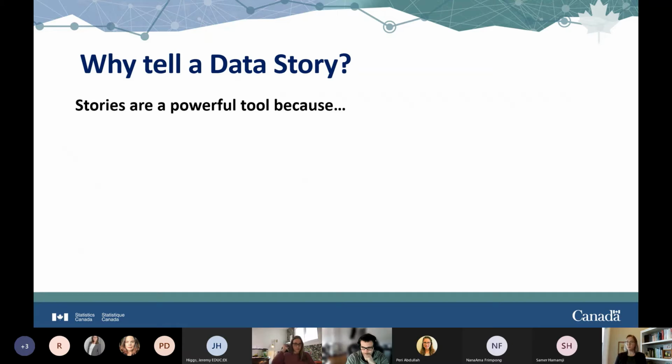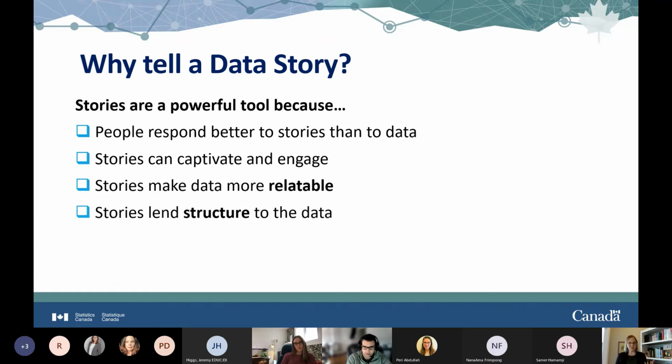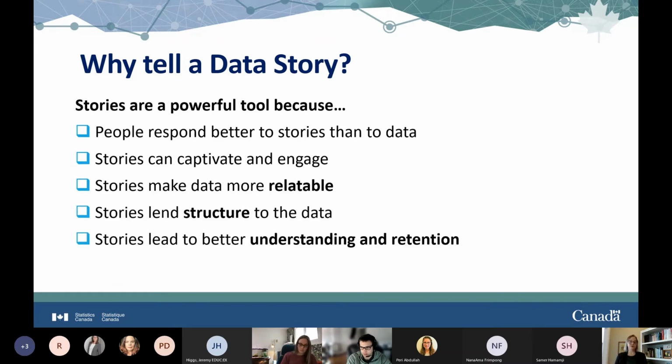But why tell a data story? Stories are powerful tools because people respond better to stories than to data. Stories can captivate and stories can engage. They make data more relatable, especially if your audience is not statistically savvy or used to dealing with data. Stories lend structure to your data, and they lead to better understanding and retention. I think I have an example here which I hope will illustrate.